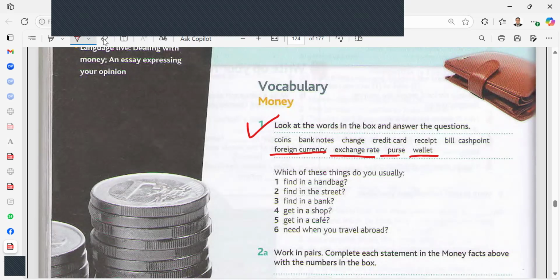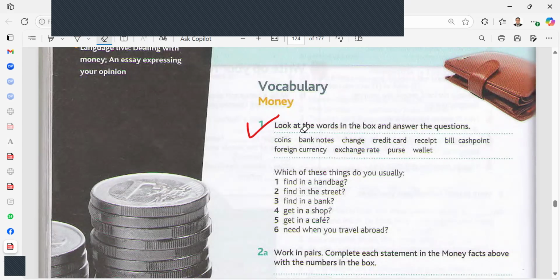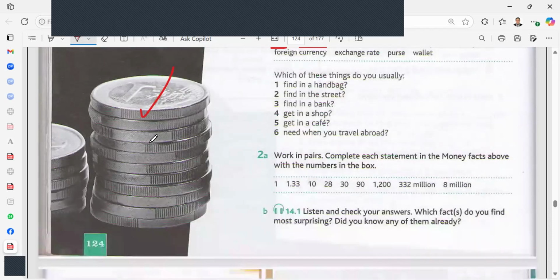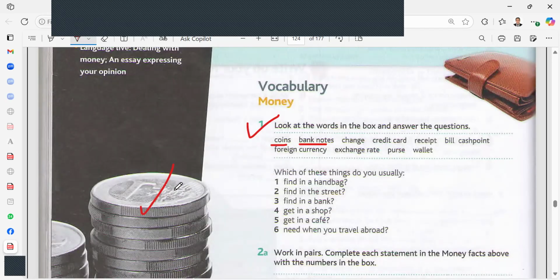Do you know the meaning of these words? Banknotes. Banknotes means paper money. Coins are the metal money, as you see in the picture, like 1 riyal, 2 riyals, half riyal and so on. Banknotes like 5 riyals, 10 riyals, 100 riyals, 200 riyals, 500 riyals and so on. Banknotes are paper currency.